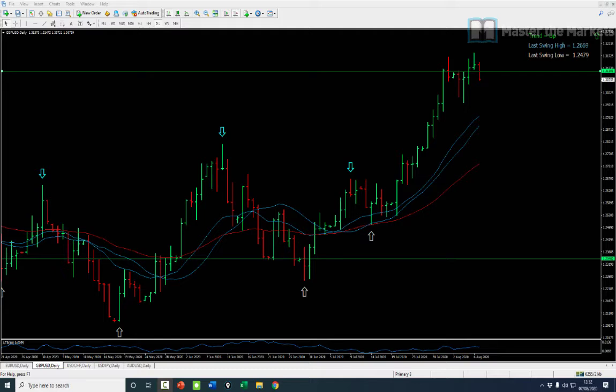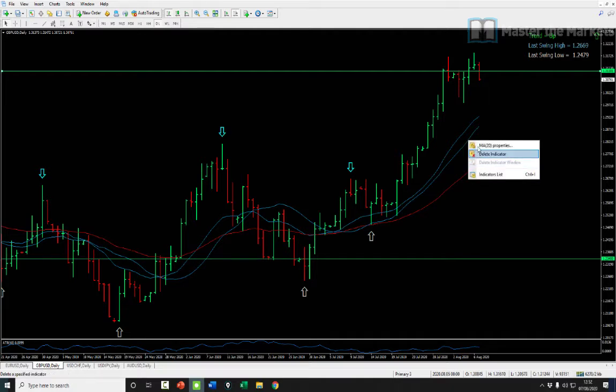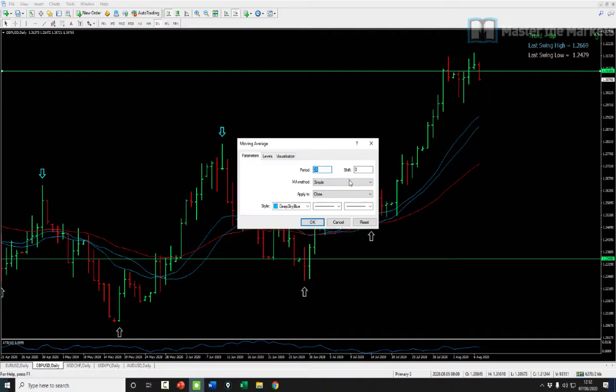I want to talk about two different ways you can use the moving average. But before I do, I want to talk about the two different types of moving average that are available. If we look at the different types, you can see simple, exponential, smooth, linear weighted. The two most popular out of the list are simple and exponential.